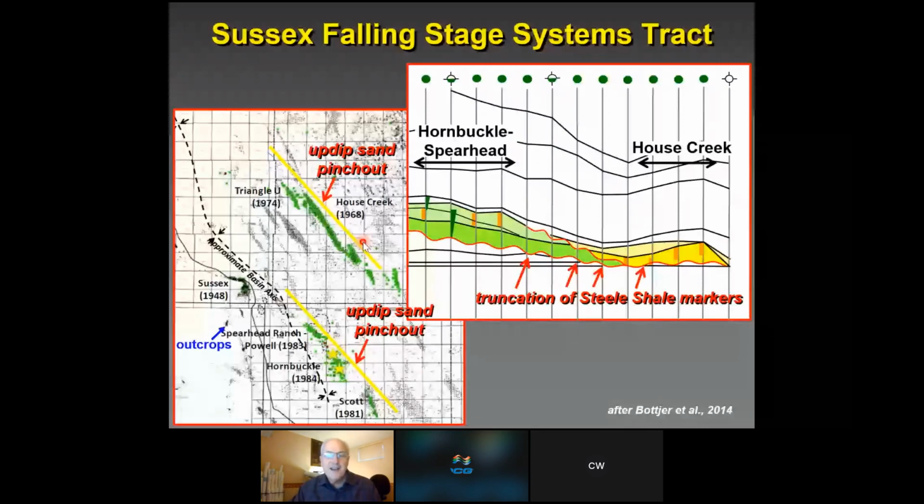How do you get those? I think you drop sea level. You drop sea level down, you have this regressive surface of marine erosion. It's truncating underlying shale markers. The sands that are productive up here become shaly as you go distal. Then you had another drop in sea level, forming a second erosional surface, again cutting out some of these markers. So we've got these two reservoir trends, the Hornbuckle Spearhead trend and the House Creek trend. I'm going to zoom in on the House Creek trend on the next slide.